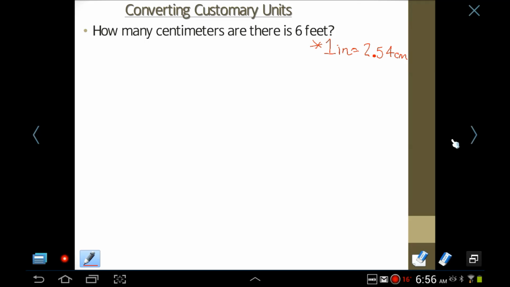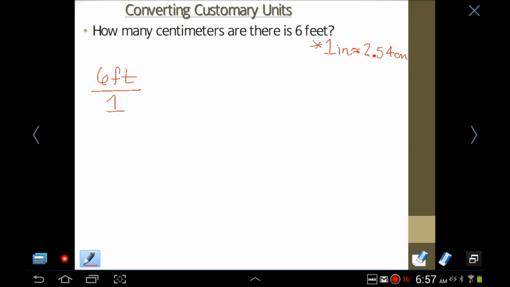I should actually put a little approximately symbol. I should say it's approximately 2.54 centimeters. It's not exactly 2.54 centimeters, but that's a pretty good estimate for it. Okay, that's what it is when you round it to 2 decimal places. I'm going to go ahead and start this out. So I'm going to write 6 feet over 1.